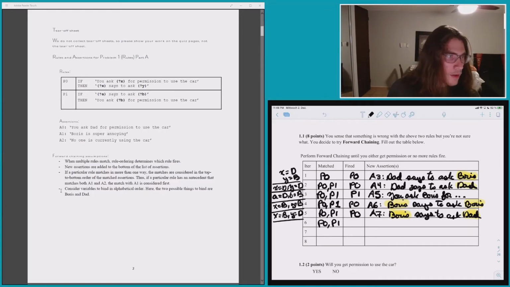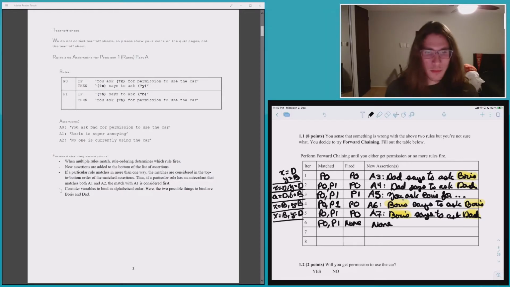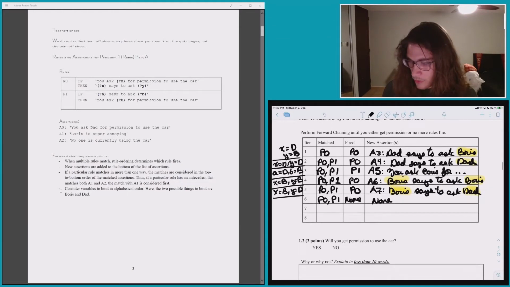In the case of P1, let's see, do we have anything new? We already have the assertion for you ask dad for permission to use the car, and we already have you ask Boris for permission to use the car. So in reality, there are no new assertions that can be produced by P1. So this is none, no rules fire, no new assertions. So this algorithm ends. It comes to a close.